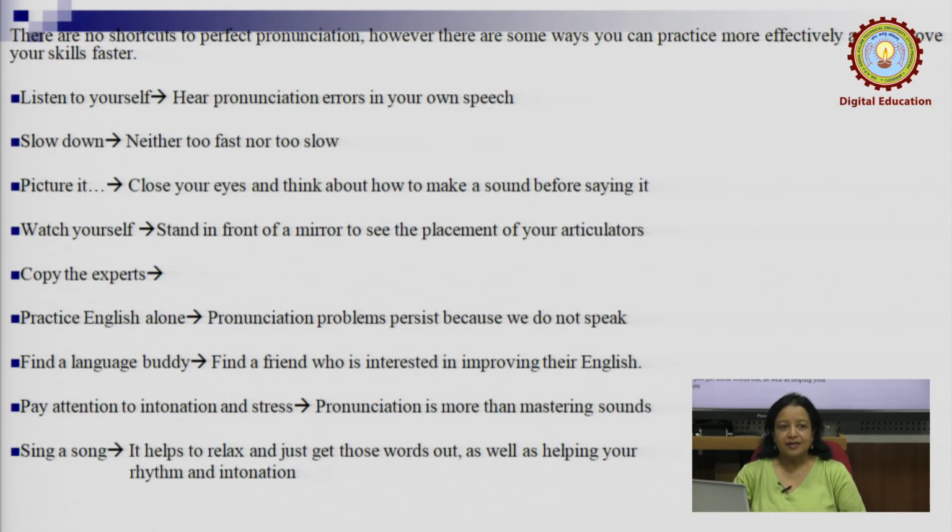So, in that case, you can find a language buddy. Find a friend who is interested in improving their English. At the same time, pay attention to intonation and stress. Pronunciation is more than mastering the sounds. Lastly, what you can do is sing a song. It helps to relax and just get those words out, as well as helping your rhythm and intonation.